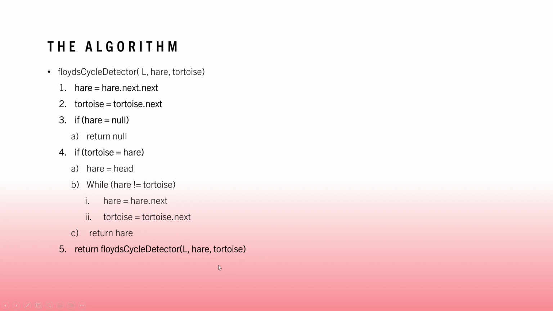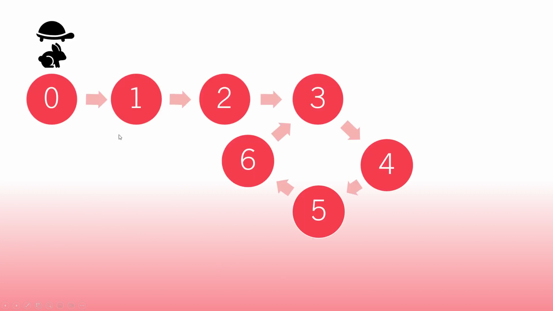For a visual representation, we can see this. Using this, you can see they both start at the same node 0, or the head of the linked list. We'll go to node 1 for the tortoise and node 2 for the hare. 2 for the tortoise, 4 for the hare, 3 for the tortoise, 6 for the hare. And then finally they'll meet each other at node 4 for the hare and tortoise.